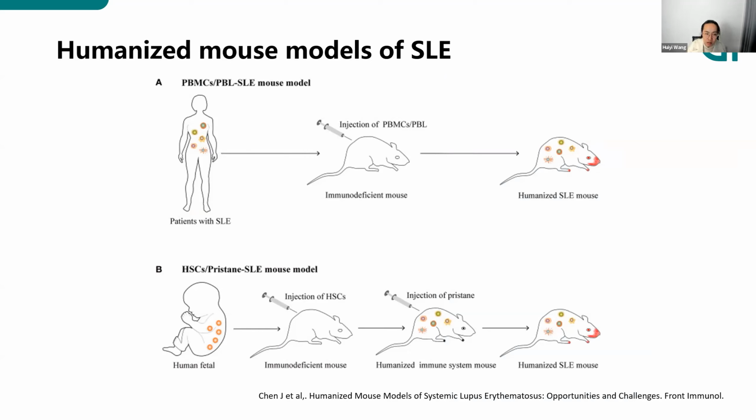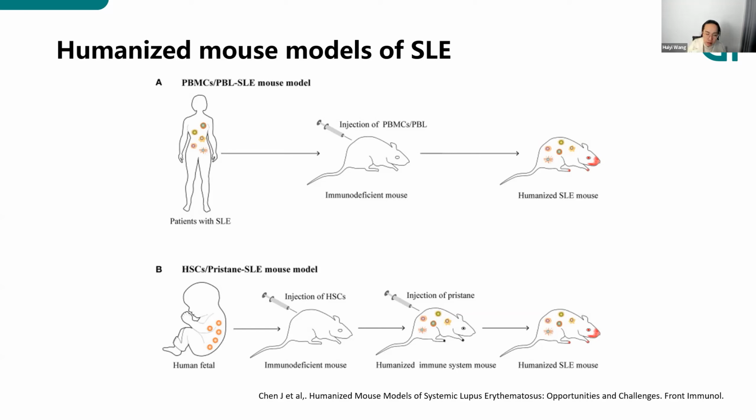the PBMC engrafted into the NCG or other immunodeficient mouse models will easily lead to the occurrence of GVHD, so the lifespan and survival rates are significantly lower than those of spontaneous or induced lupus-prone mouse models, which will lead to a narrow period for observation and treatment.